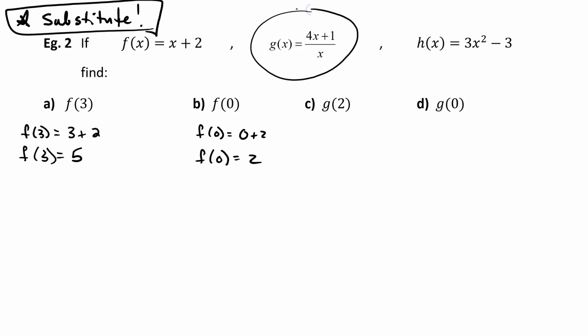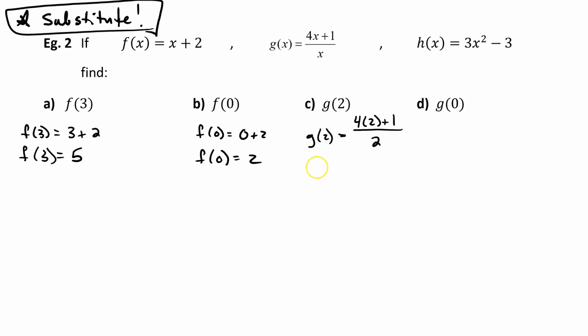Now we're going to substitute into g instead of f. So g at 2. First things first, I don't want to do any fast math. I just want to say, okay, 4 times 2 plus 1, just substituting in for that x, divided by 2. G at 2 is 8 plus 1 over 2. G at 2 is 9 over 2.